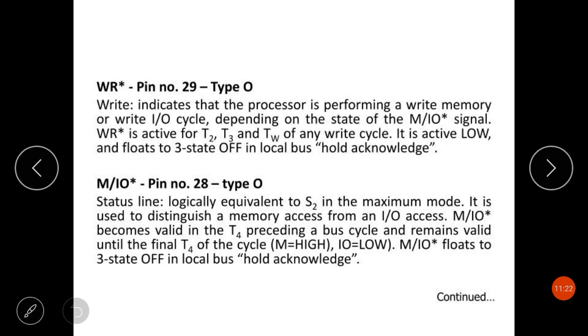The next pin is the WR bar pin. As we all know, whenever the WR bar pin is low, it means the 8086 is writing data into the memory or an input output device. So WR bar low means the WR bar pin is activated, and the 8086 is writing data into the memory or input output device. So obviously it is a type O pin, that is an output type pin, like a status pin, where the microprocessor gives the status through this pin that it is writing the data.